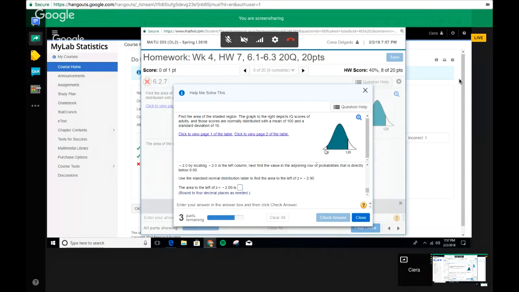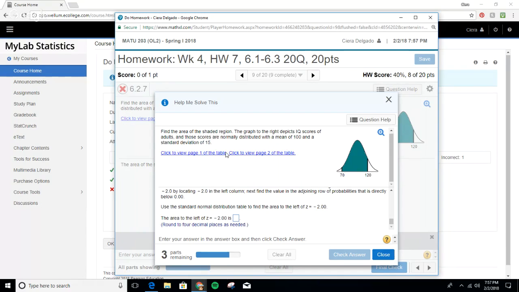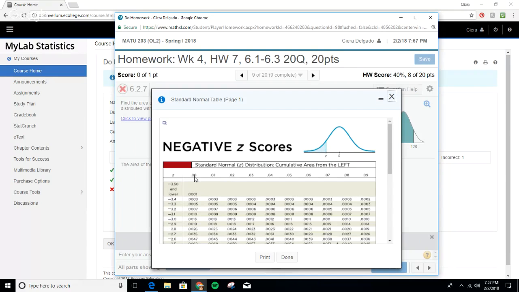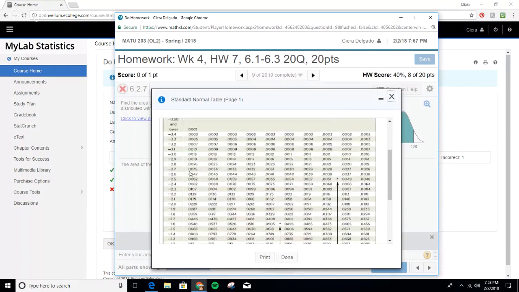Exactly. So let's go to the view of page 1, I think is what it is. It's negative, yeah. Okay. So we're under 0, -2.0, 0.0228.